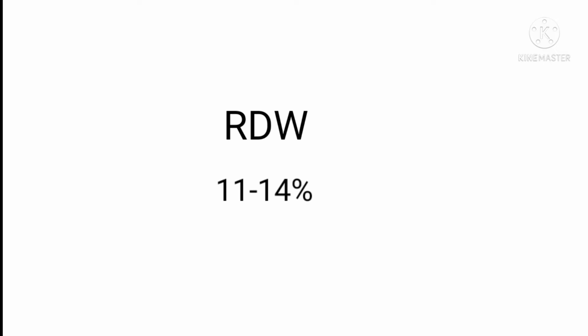Next one is red cell distribution width, RDW. So RDW gives an idea about the volume of the red cell population. It mostly reflects the range of red cell size. So the normal range is 11 to 14%. The smallest size is mostly seen in fragmented red cells, and the largest size during reticulocytosis or macrocytosis.